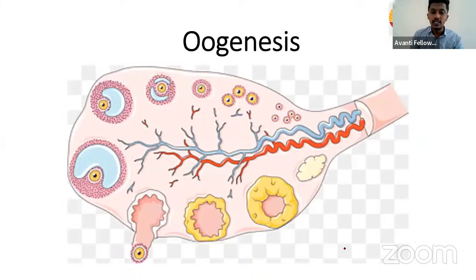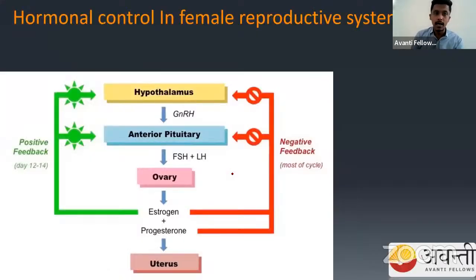Coming to oogenesis, I told you oogenesis happens in the cortical region. See, this is the cortical region of the ovary. In the cortical region, there are two important things happening: one is oogenesis as well as folliculogenesis. So let us see what is happening here. For oogenesis to happen, the same gonadotrophins are responsible. What is happening when the hypothalamus is stimulated? It produces GnRH, or gonadotrophin releasing hormone, that results in stimulation of the anterior pituitary to produce LH and FSH. These LH and FSH act on the ovary for the production of estrogen and progesterone.